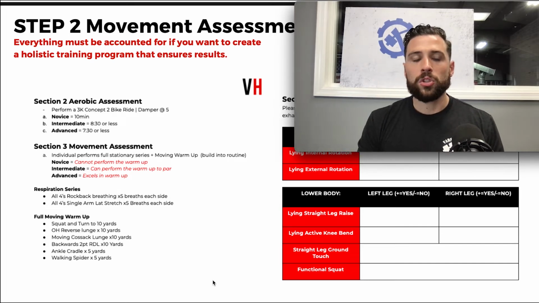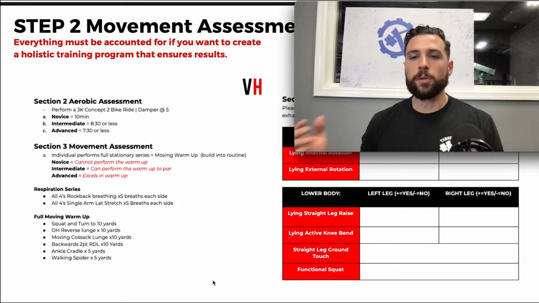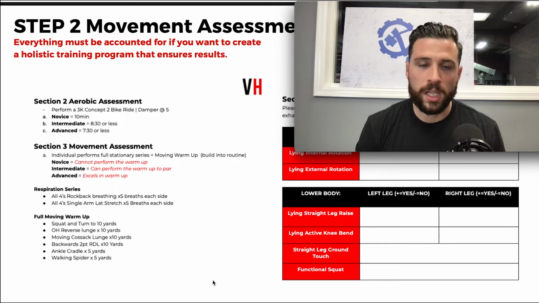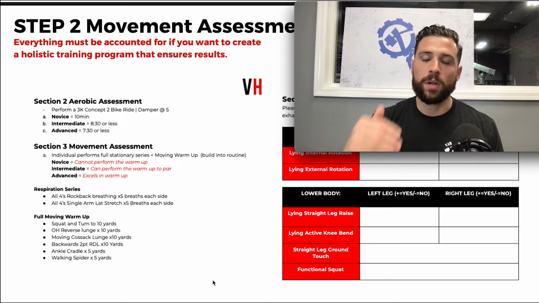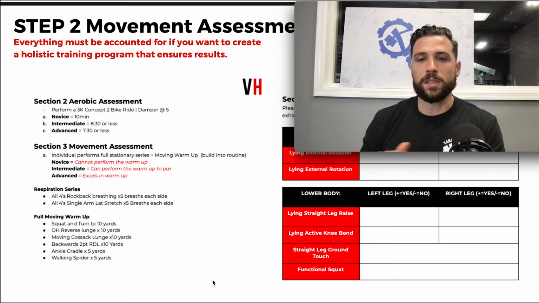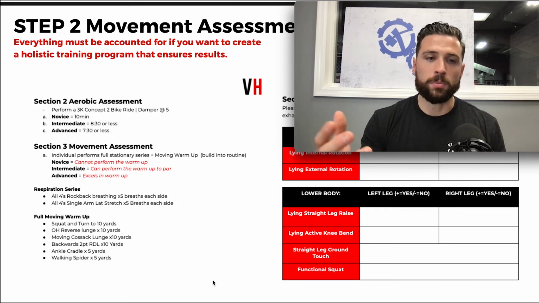But in novice, our aerobic test is a 3K Concept 2 bike. If you don't have access to a Concept 2 bike, pick a simple aerobic test. It could be a tempo run. It could be a light prowler push. Right? It could be something on the stairs, but remember, keep the intensity relatively lower, because this is still an opportunity for you to discover and ask more questions about these individuals to gather some more information. Then, are they novice, intermediate, advanced with their aerobic assessment?